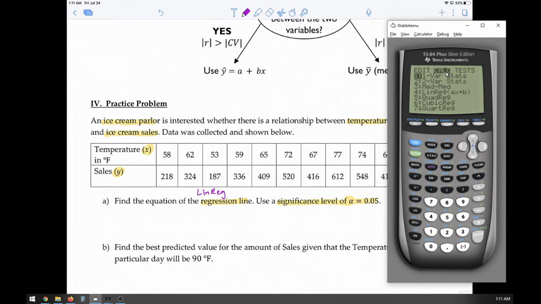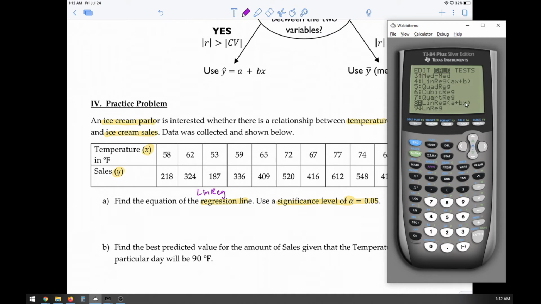When you go to calc, there are two linreg functions. There's this one, linreg ax plus b. And there is this one, linreg a plus bx. I recommend you use this one because this is the format you're going to see the linear equation in, in statistics. This is the format you're going to see most often.